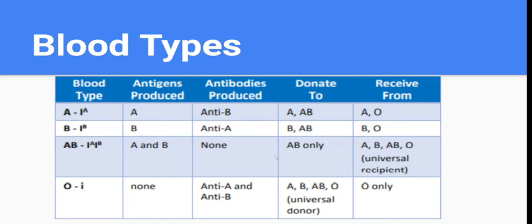Oh, okay. So yeah, when you have the antigens produced and antibodies produced, that just makes sense. Just knowing who can get what kind of blood is important.